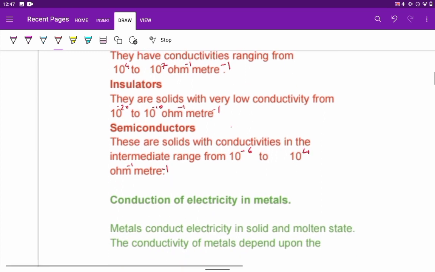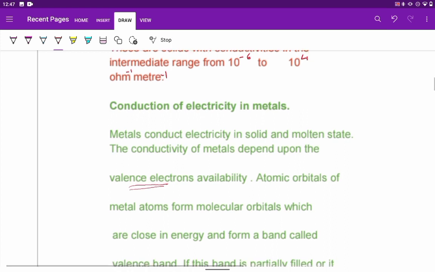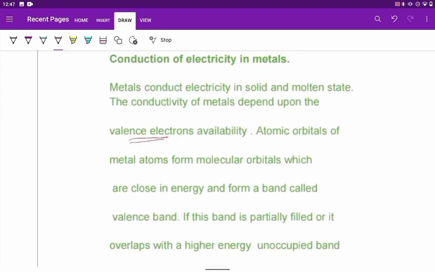So now in detail we see the conduction of electricity in metals. In metals we find that they can conduct electricity in solid as well as molten state. And in metals the conductivity depends upon the valence electrons, whether they are available or not. Now we know that atomic orbitals form molecular orbitals. Same happens in metals also. And in metals, when the atomic orbitals form molecular orbitals, then they are close in energy. So since they are close in energy, they together form a band which is called as the valence band.